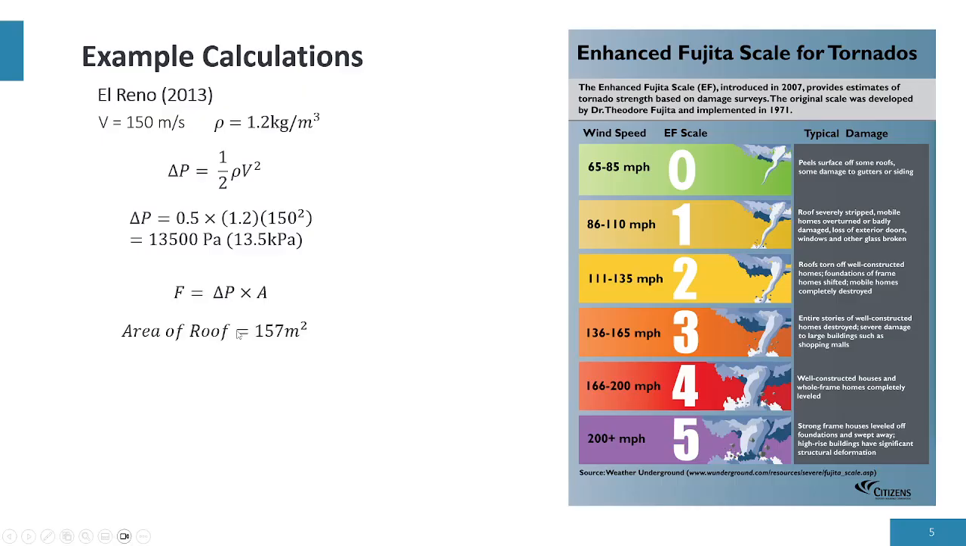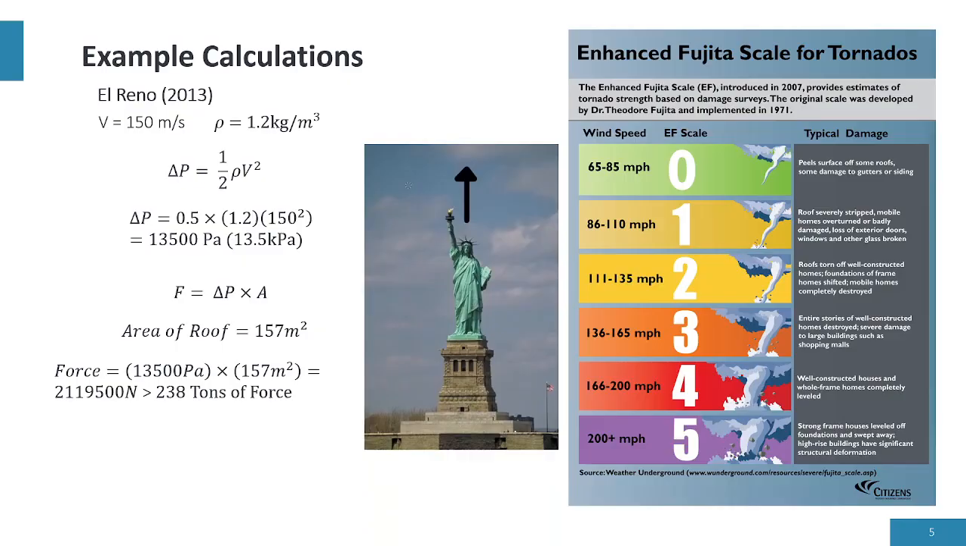We can take the median roof size in America to be 157 square meters. Now we plug it into the force equation. That brings our force to over 2 million newtons. That's over 238 tons of force. That's enough to lift the Statue of Liberty off its pedestal.